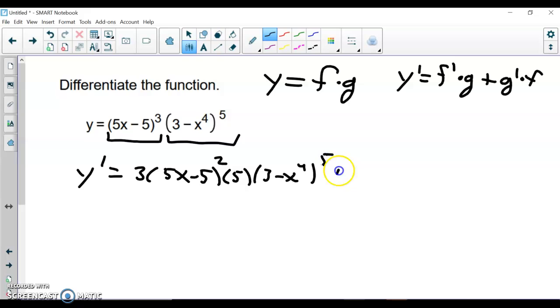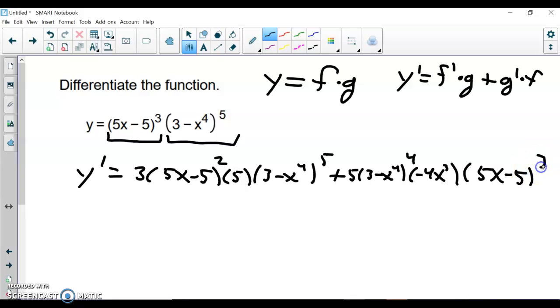Okay, then we're going to reverse the order here. We're going to take the derivative of the second factor now, which I call g, this piece. Bring the 5 down, 3 minus x to the 4th, reduce that power by 1, and then the derivative of the inside in this case is negative 4x cubed. And then again, we've got to multiply by the first factor now, just the 5x minus 5 cubed.